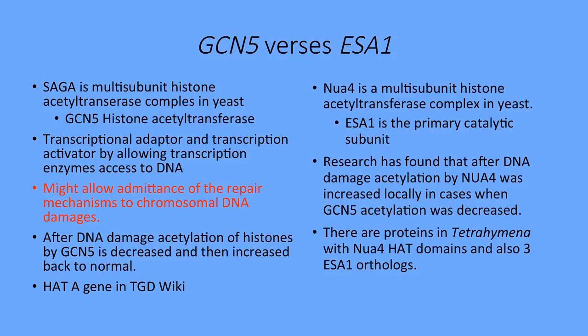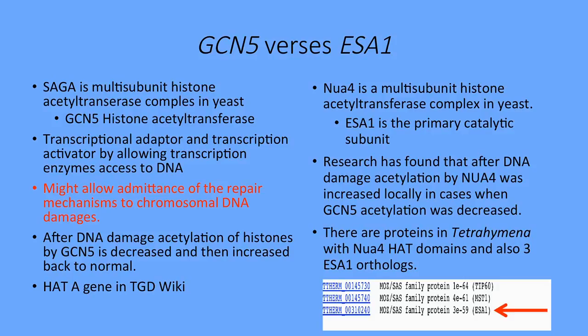Now, when we did our initial bioinformatics, we found 3 orthologs in Tetrahymena of ESA1. I've listed them here. The best we can pull out from bioinformatics is the third one that I've started. That's what we're going to call ESA1. Until we see functionality, we can't really officially say that. And some of the other ones look like TIP60 or MST1.